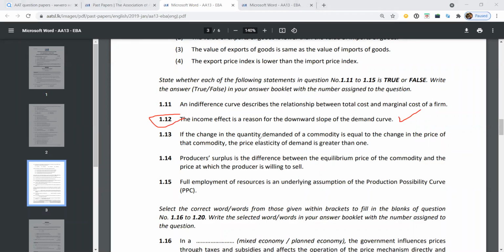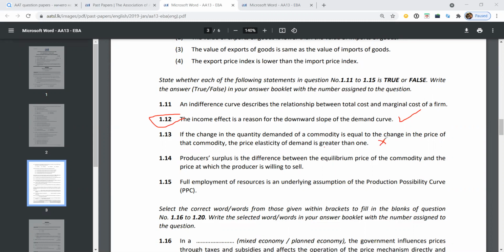Next one, if the change in quantity demand of a commodity is equal to change in price of that commodity, the price elasticity is greater than 1. So price elasticity measures the responsiveness of percentage change in quantity demand due to the percentage change in price. Here, percentage change in quantity demand is equal to percentage change in price, means not greater than 1, it is equal to 1. Therefore, this is false.